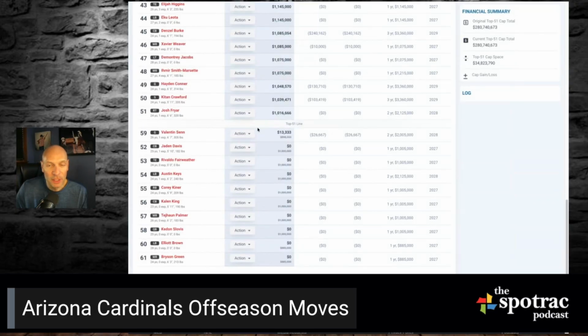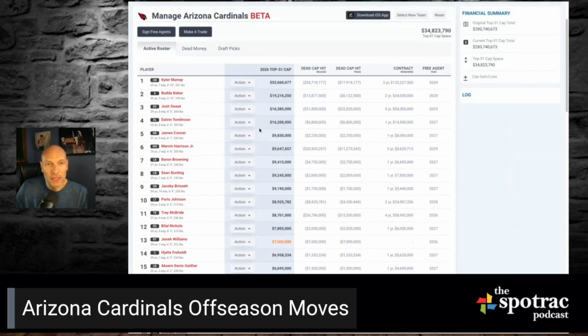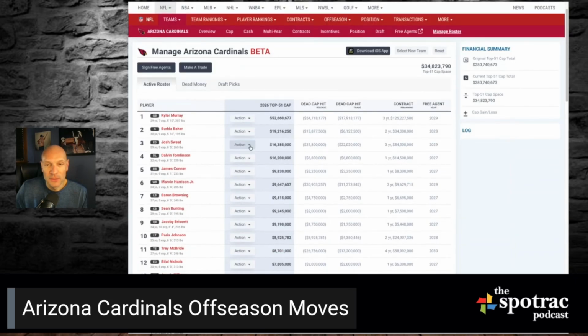Only the top 51 cap hits apply right now, and that runs all the way up until week 1 of the regular season. And based on those caps and the projected league cap that we have, which is 303 and change, Arizona sits with about 34, close to 35 million of cap space, according to our numbers. So let's make some moves and open that up.